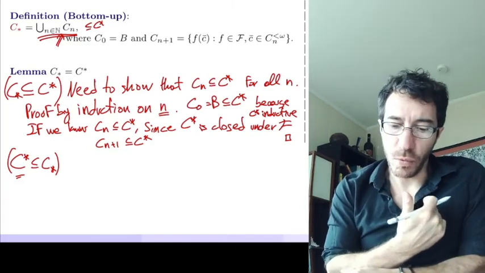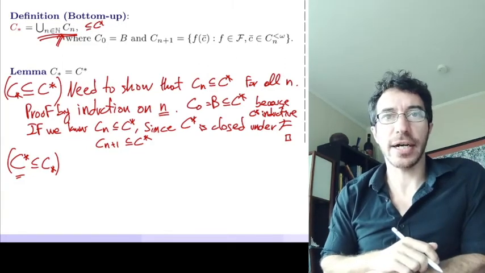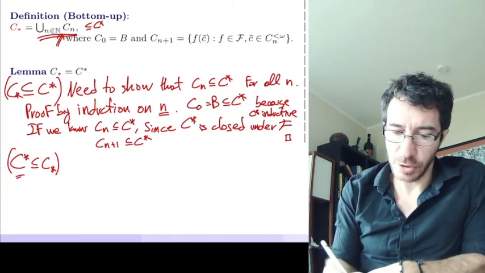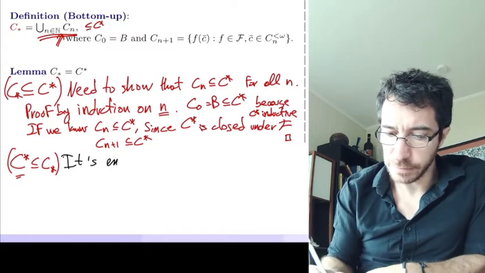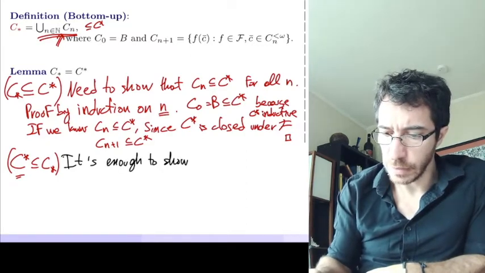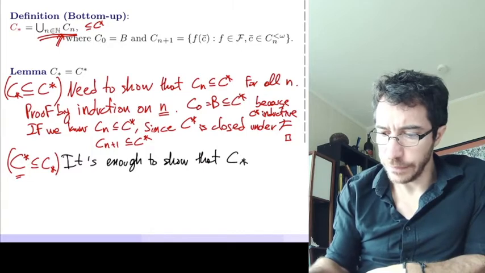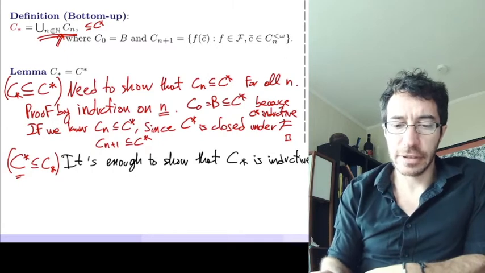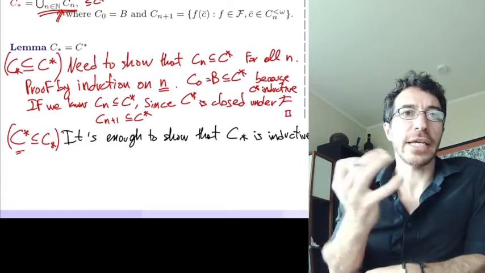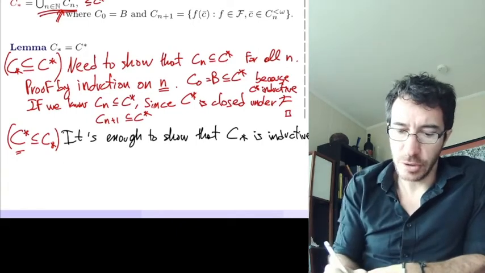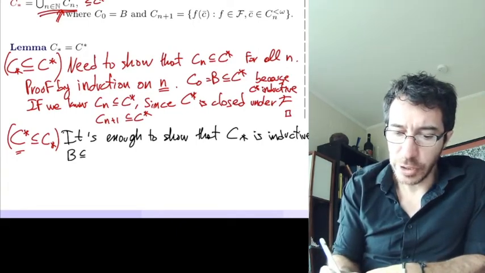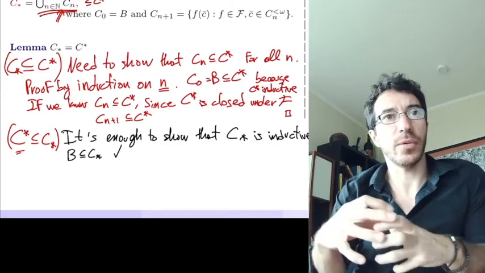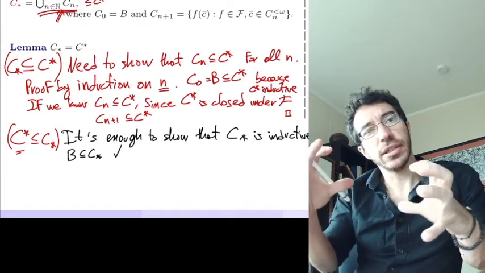So one way to show this is to show that C bottom star is an inductive set. We claim it's enough to show that C bottom star is inductive. Right, if we show that C bottom star is inductive, then since the other one is the intersection of all the inductive sets, it has to be included in it. Alright, so B is included in C bottom star, that's easy because we know that C0 is just B and we started from C0, so it's included in there.